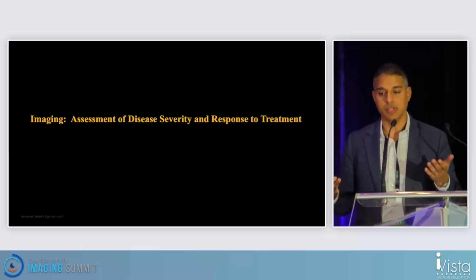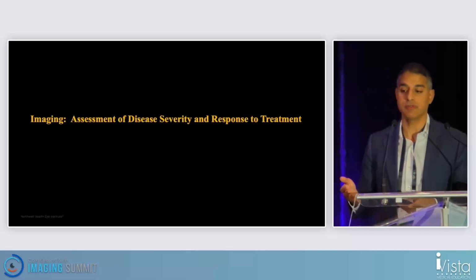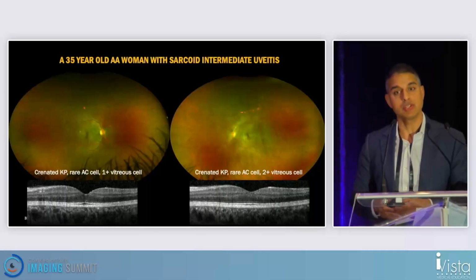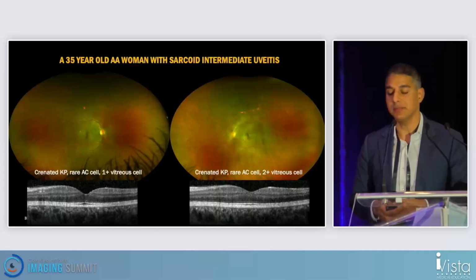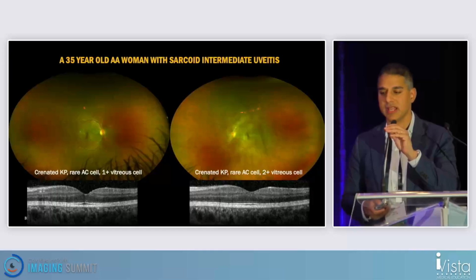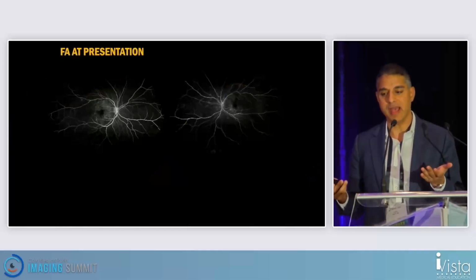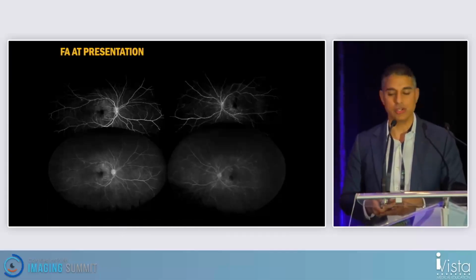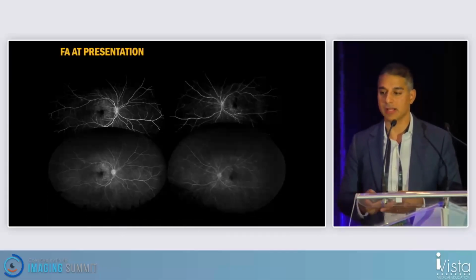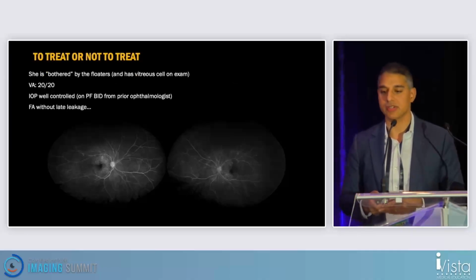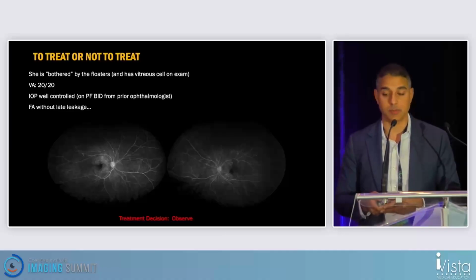So imaging can also be useful for assessment of disease severity in response to treatment. Take this patient, 35 years old. She's been seeing me for a number of years. She's got these crenated KPs, 1+ vitreous cell. Otherwise, doesn't look too bad. So FA at presentation, not so much leakage, maybe a little bit of staining from chronic pigmentary changes. And she's bothered by the floaters, but her vision is excellent. So we decide to observe her at this window of time.